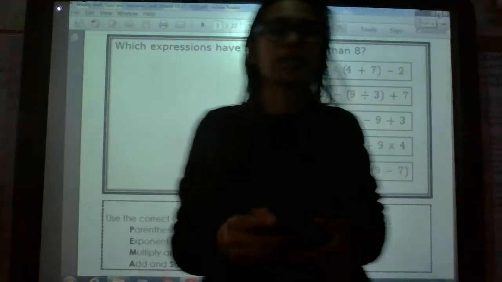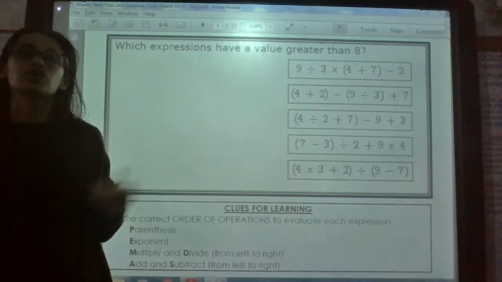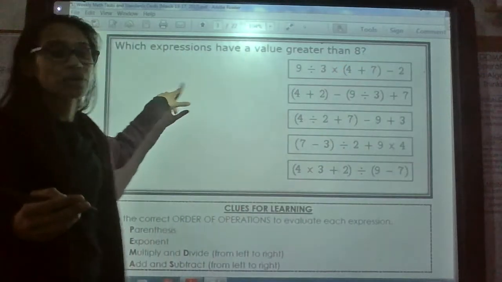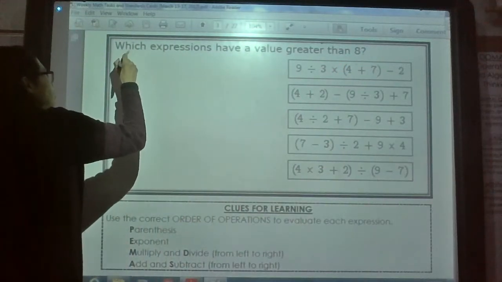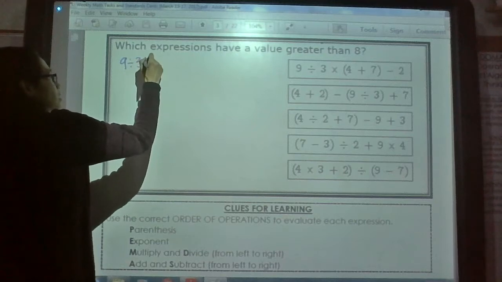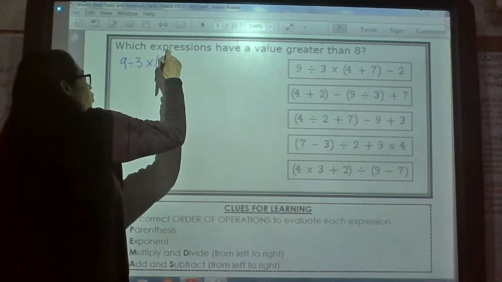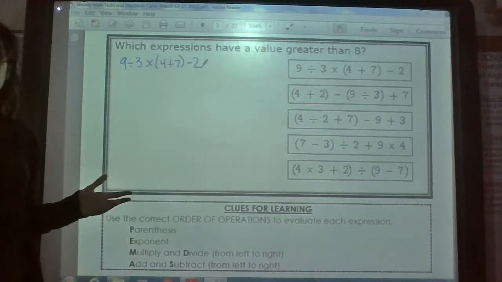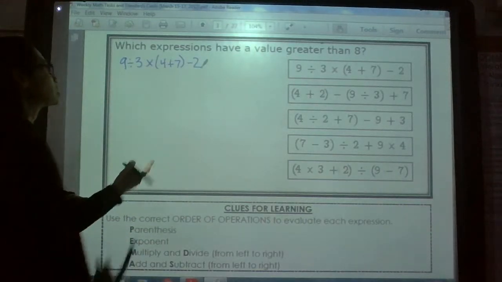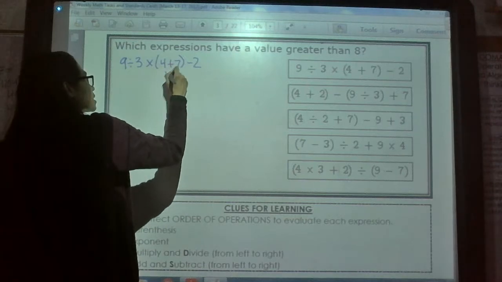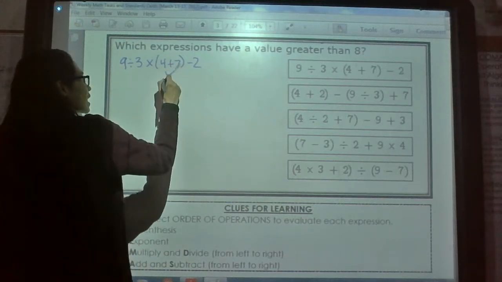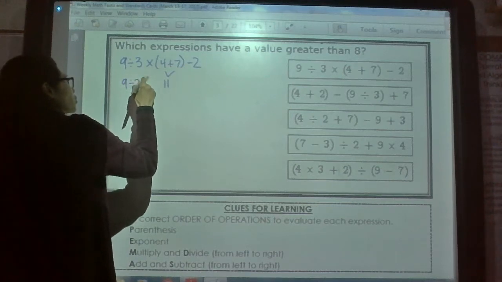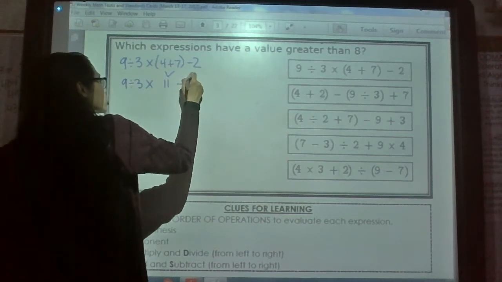All right, let's look at that first one. Now, make sure that in your journal you write them out. This is kind of squeezed in together, so I'm probably going to work it out over here. I have 9 divided by 3 times (4 plus 7) minus 2. So what do we do first? What's in the parentheses. 4 plus 7 is 11. And then bring everything down: 9 divided by 3 times 11 minus 2.